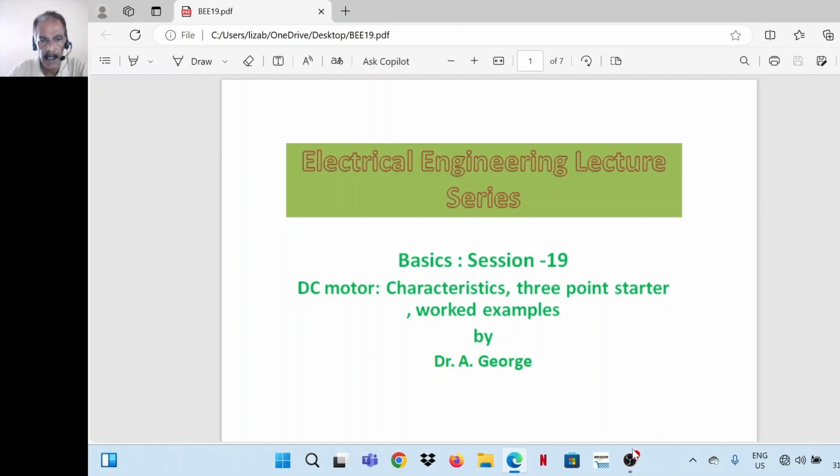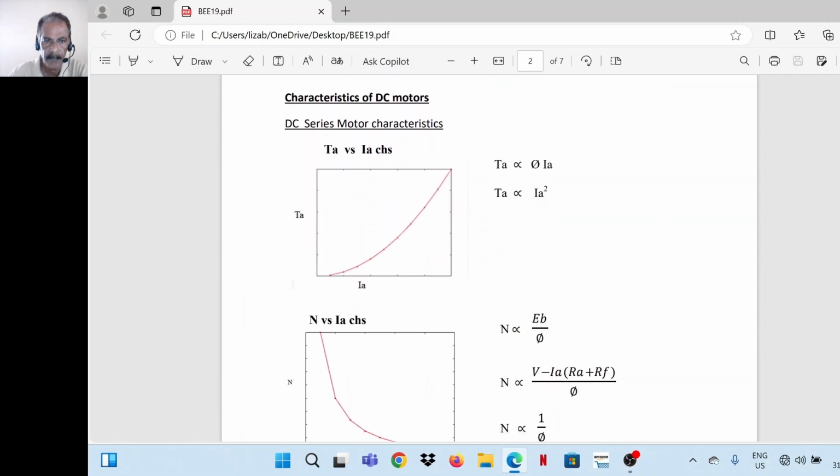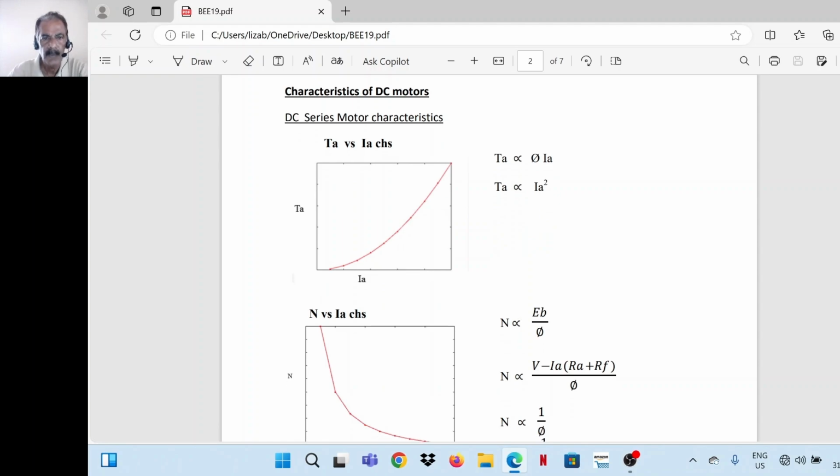So this is session 19. In this session, characteristics of shunt and series motors, 3-point starter, and a few worked examples. These are the topics covered. So first, the characteristics of DC series motor.